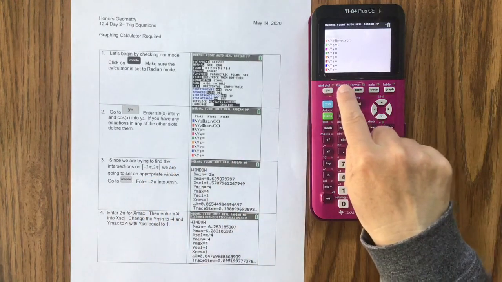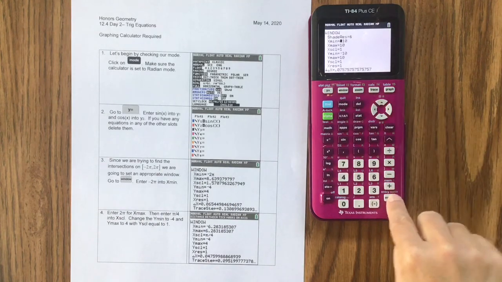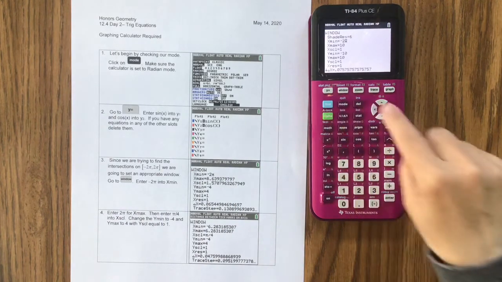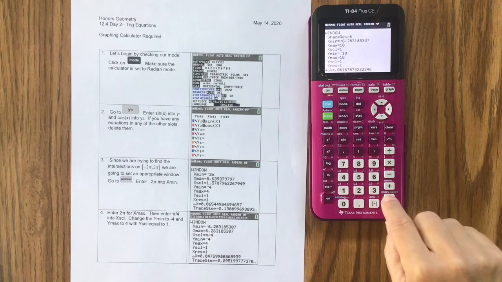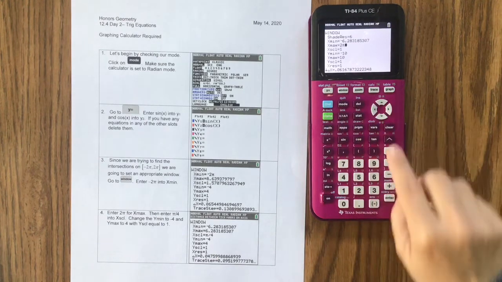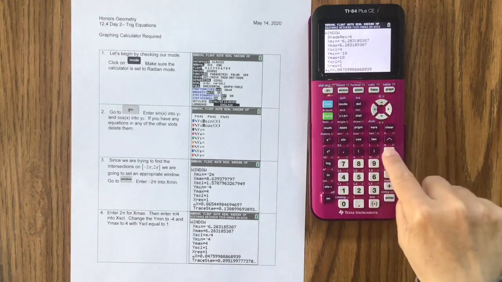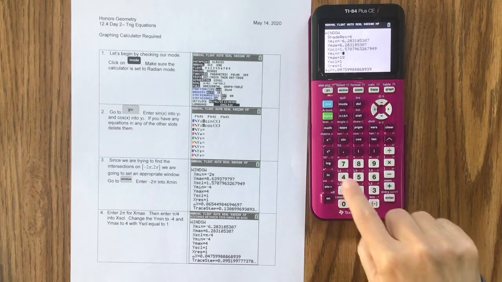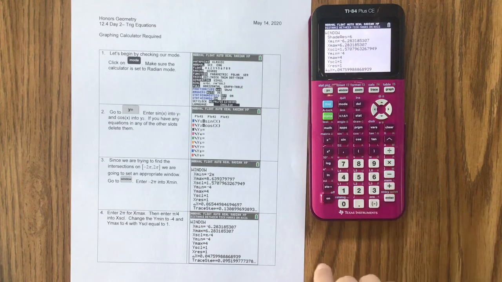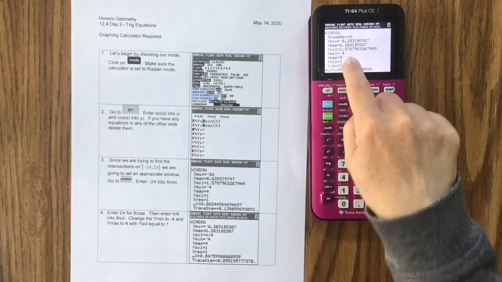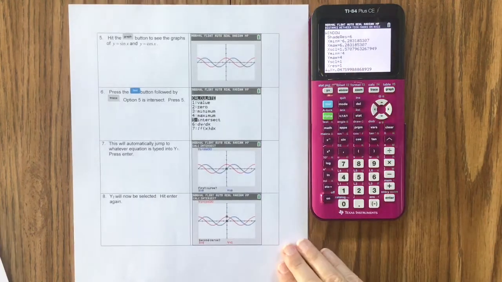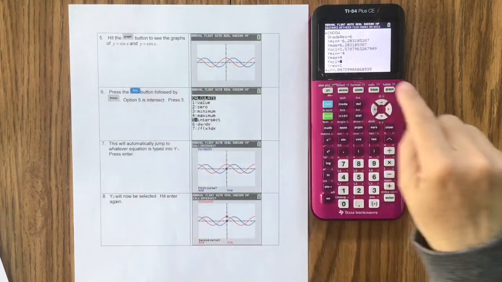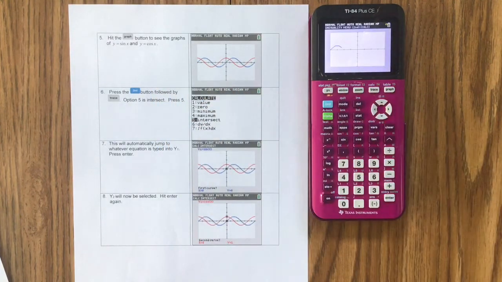So hit the window button and set x min to -2 pi, x max to 2 pi, y minimum is -4, y maximum is 4, and a scale of 1. Step 5, we're going to hit the graph button, and we'll see the sine graph first, and then the cosine graph.